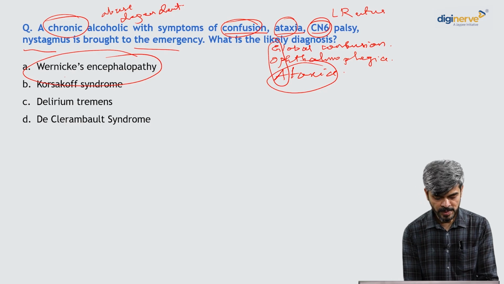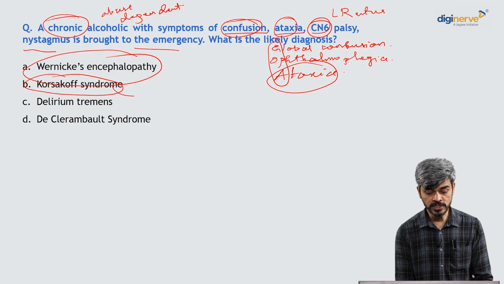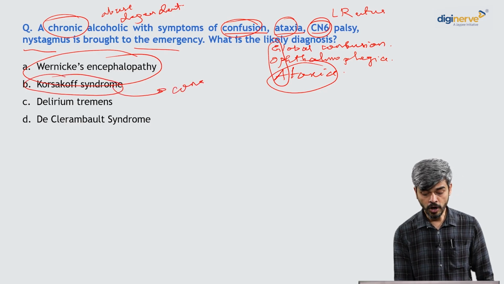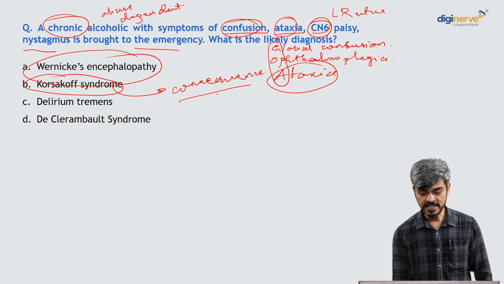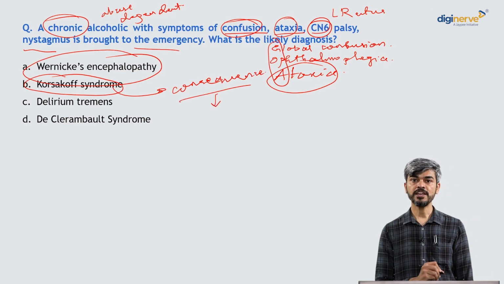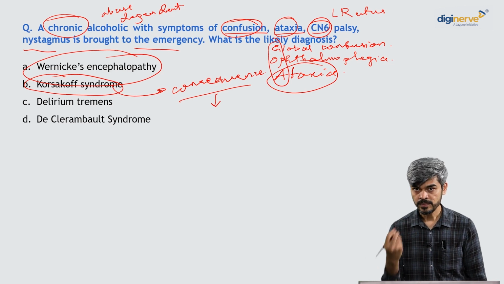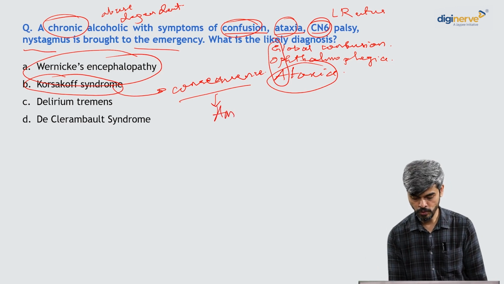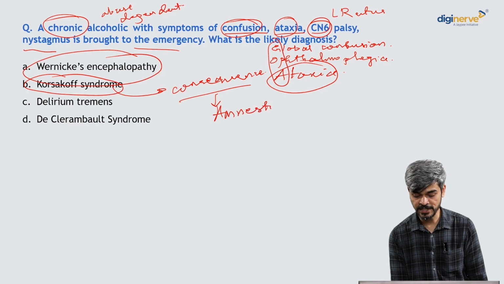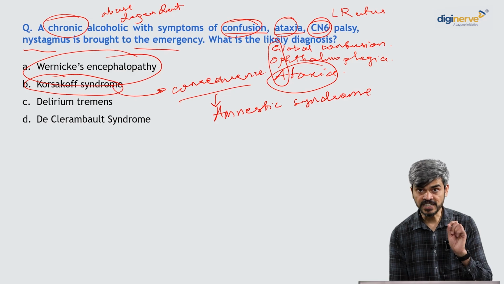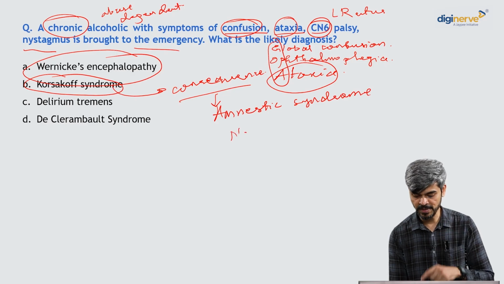So some people may ask, is it Korsakoff syndrome? Korsakoff syndrome is a consequence of Wernicke's encephalopathy. Here what happens is, it's a long-term complication. If an individual develops Wernicke's encephalopathy, they may develop amnestic syndrome, a chronic amnestic syndrome, where they have difficulty remembering, and specifically they have problem in new learning ability.